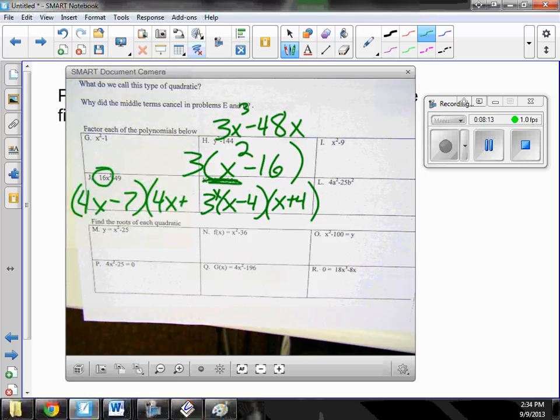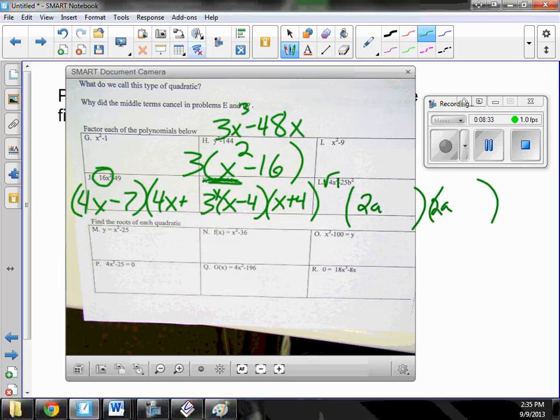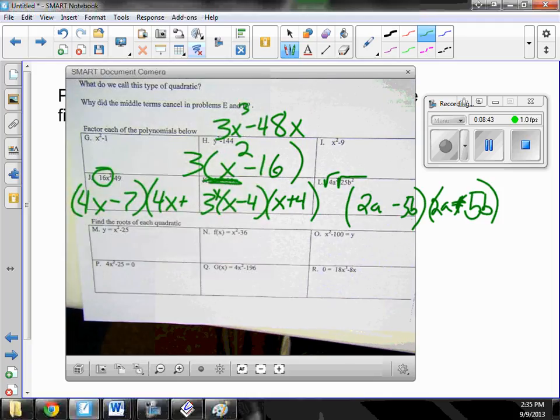Letter L. Can I pull anything out of L? No. There's nothing in common. So if I square root the first one, I get 2a. And if I square root the second one, I get 5b. So 2a minus 5b and 2a plus 5b.